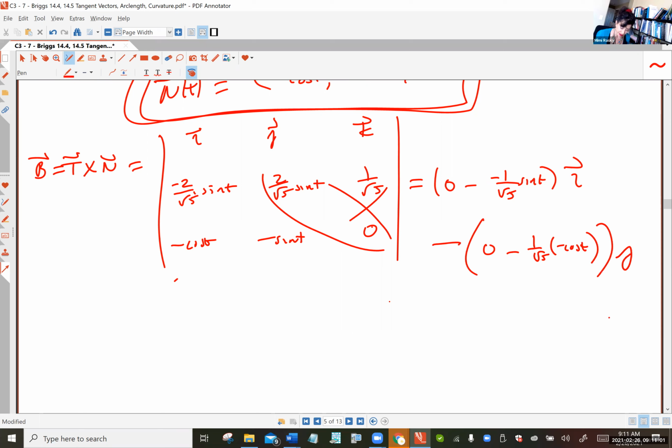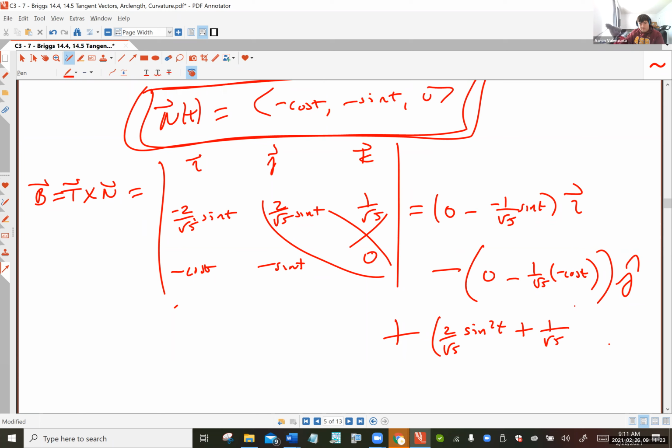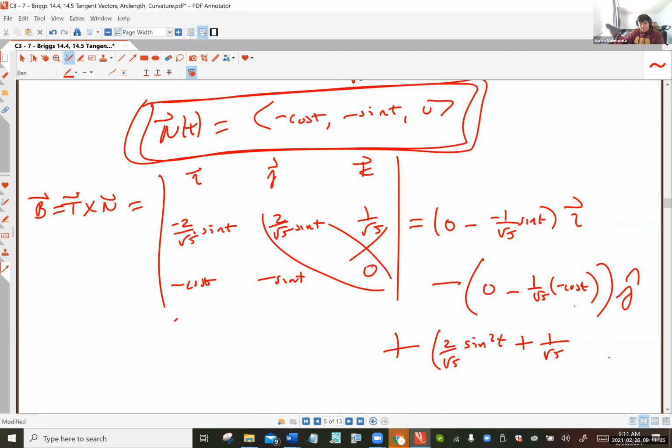And then plus, and lastly, okay, this one's not going to be too fun. You'll have a negative times a negative, which is a positive, sine squared t, and then minus a minus, which is really a plus, 1 over square root of 5. Did I forget something there? Professor, isn't that negative directly under j?